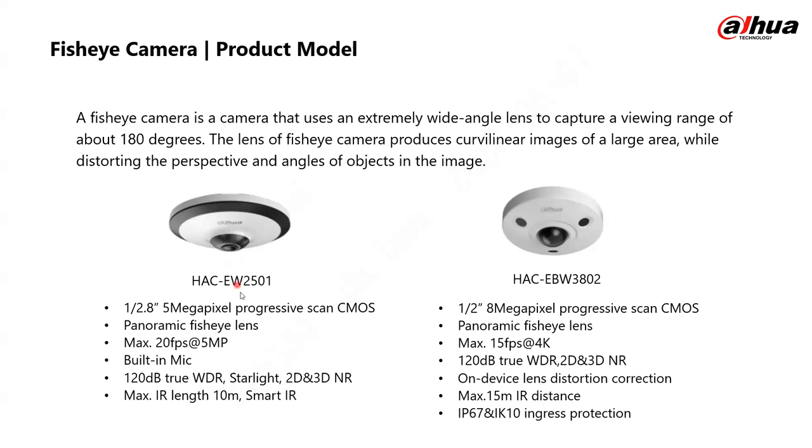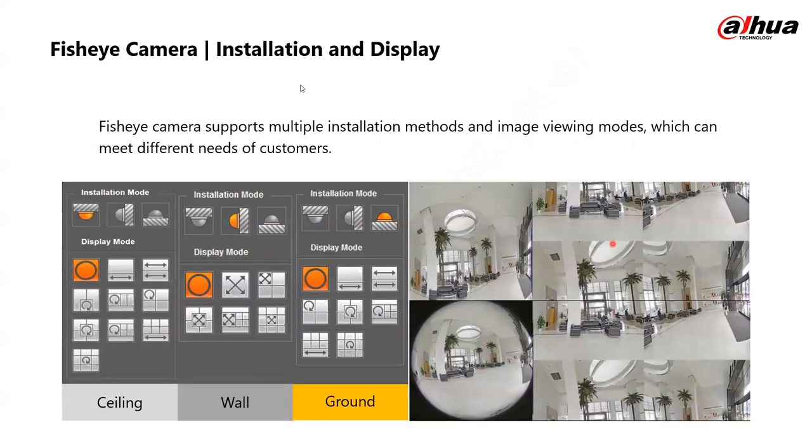So we have the EW2501 and EW3802. This is a pro product, a high-end product. For installation and displays for this product, we have ceiling installation on the ceiling mount, a wall mount, and a ground mount. So we have these kinds of installations: ceiling, wall, and ground.